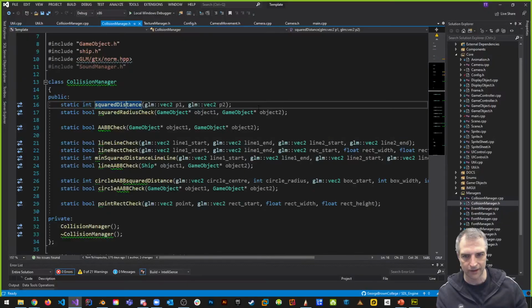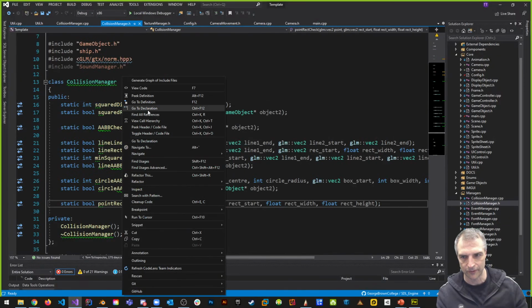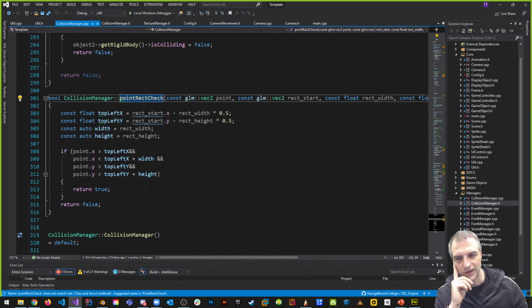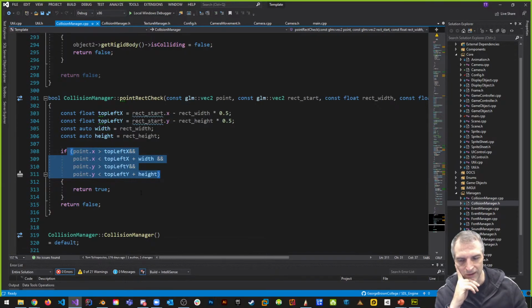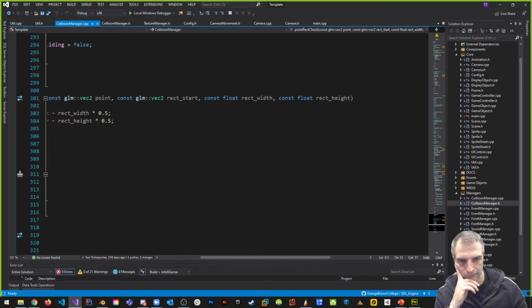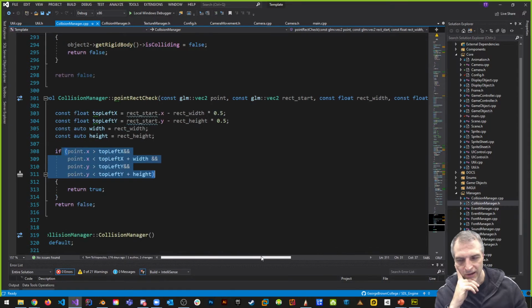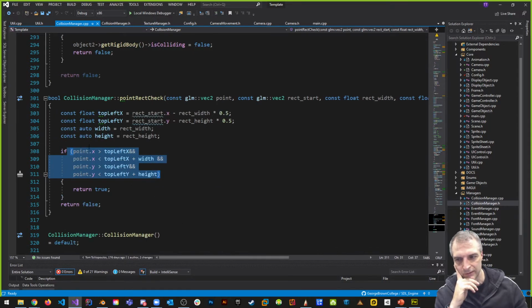Well, it's kind of an offshoot of the AABB check. If I go to the definition, I do the same thing. This is the exact same algorithm as AABB for the most part. Top left, and then I look at the point. That's a point rect check. I have a point that I'm going to look at, and a rect start, a rect width and a rect height, which is exactly an AABB. Then all I'm doing is saying, if the point X and Y is inside, overlapping, then it's true. I have a collision.